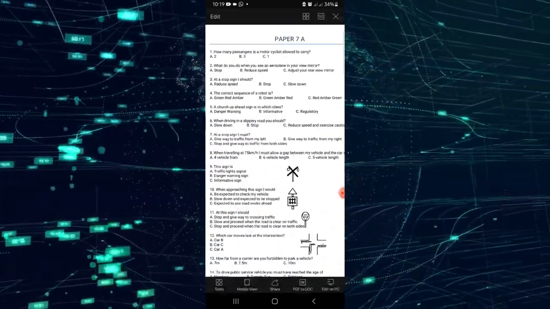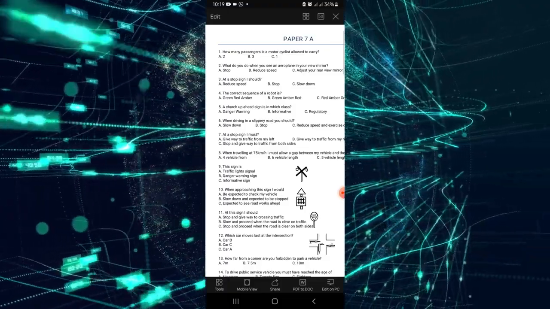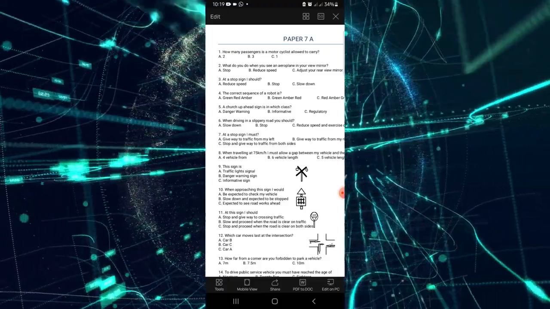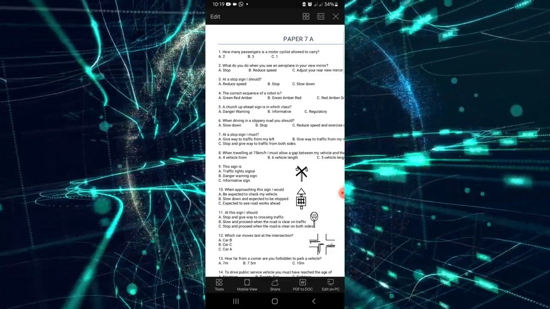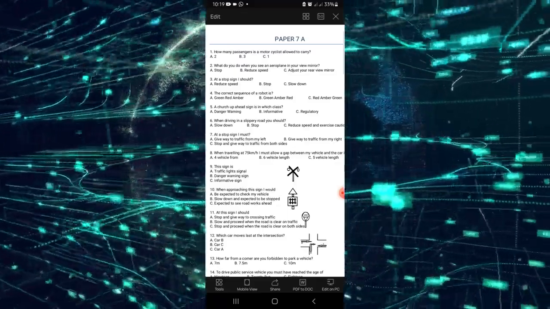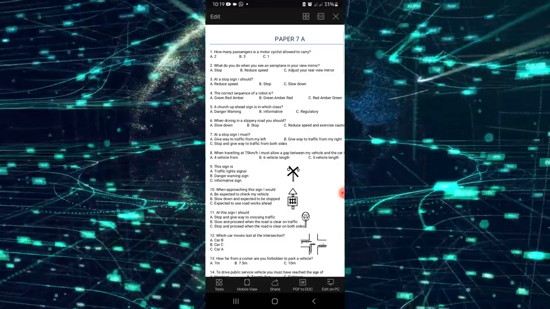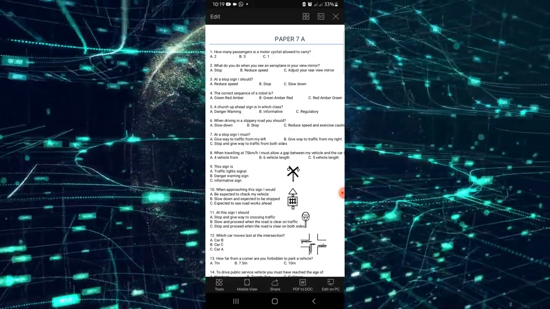It's C. Number 2, what do you do when you see an aeroplane in your view mirror? Now let's look at our answers. A, stop. B, reduce speed. C, adjust your rear view mirrors. So you adjust your rear view mirrors. Obviously they are incorrectly positioned when you are able to see an aeroplane while you are driving.